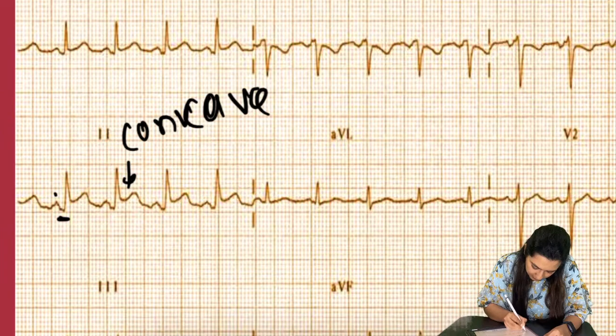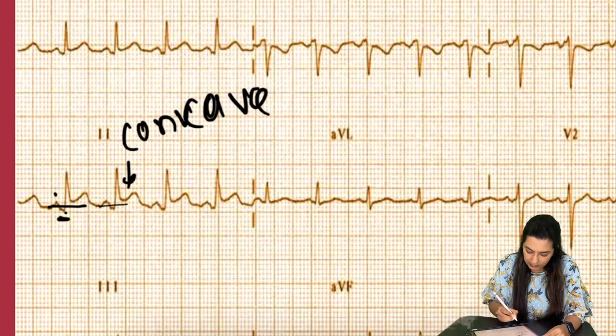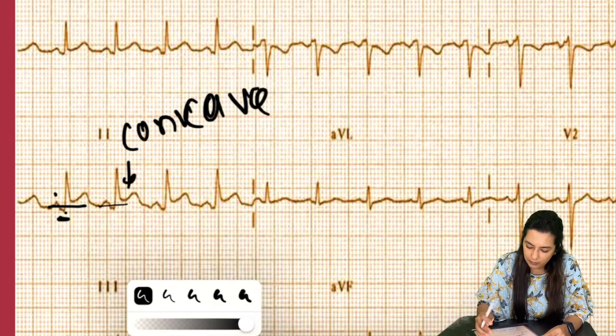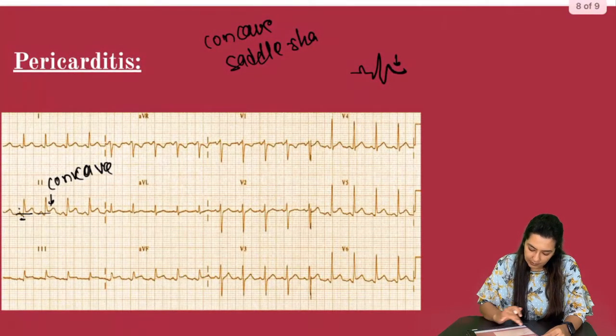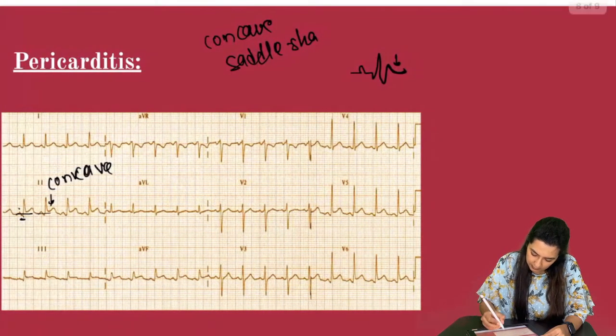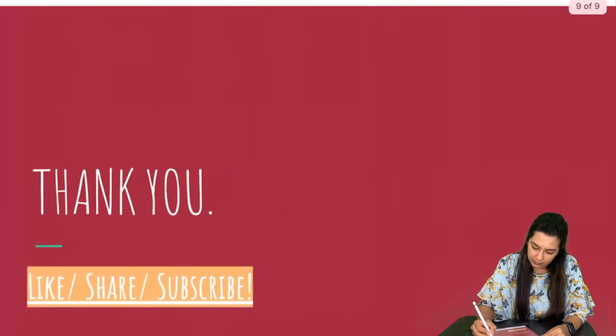This is the P wave. This is the Q wave that is starting. So what is the PR segment? Between the P wave and the QRS there is a PR segment, and you can see it is depressed. This is the most specific sign of pericarditis. And as you can see, there is global ST elevation here. This lead is also affected, this is also affected. So it is a common finding of pericarditis.